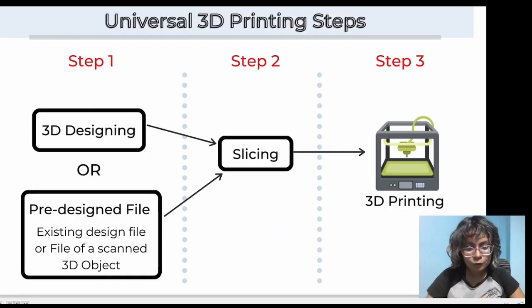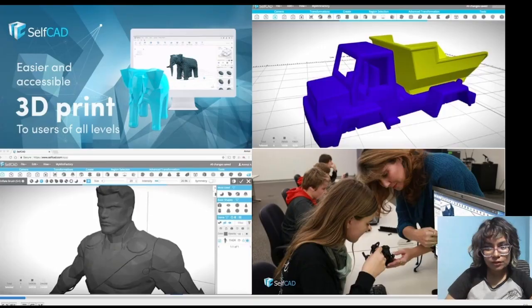And no matter what form of 3D printing technique you are using, these three steps are universal for all forms of 3D printing. 3D designing, then slicing, and then feeding it to the 3D printer. For 3D designing and CAD, I prefer to use SelfCAD because it is very easy to use and very suitable for beginners. SelfCAD has an inbuilt slicer, so it's basically a one-stop solution to all your 3D printing needs. You can even design the CAD model and then slice it within the same software.